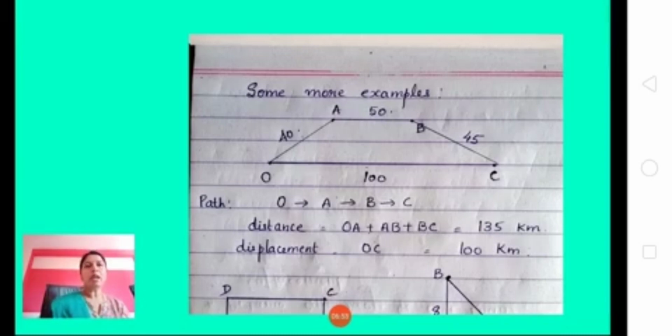Now if you see OC, now when we had defined displacement, we defined it as the shortest distance. So OA, AB and BC seems elongated. So the shortest distance is OC, which is 100. Though the object had travelled from O to A to B and B to C, which is the actual distance, but displacement is only OC, which is the shortest distance, and the value is only 100 km.